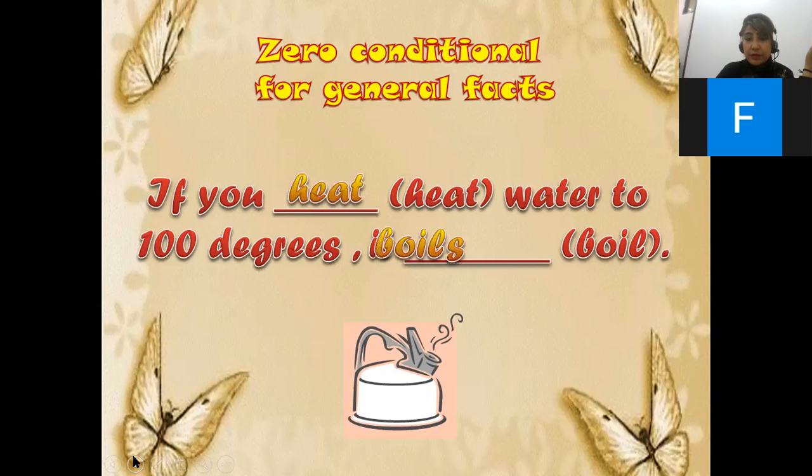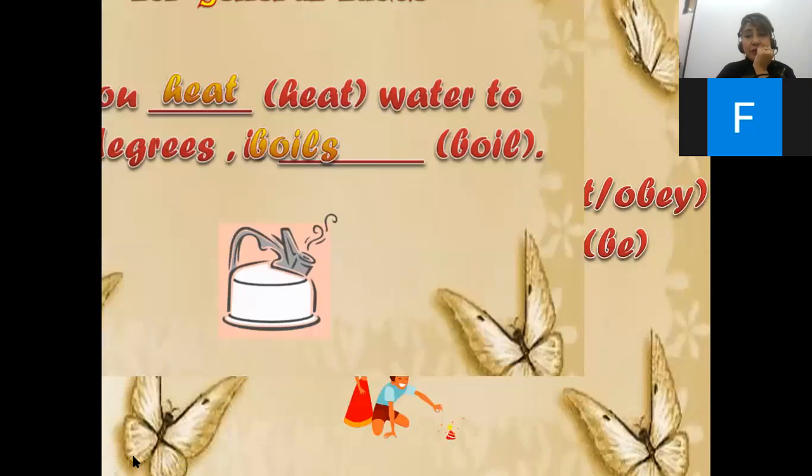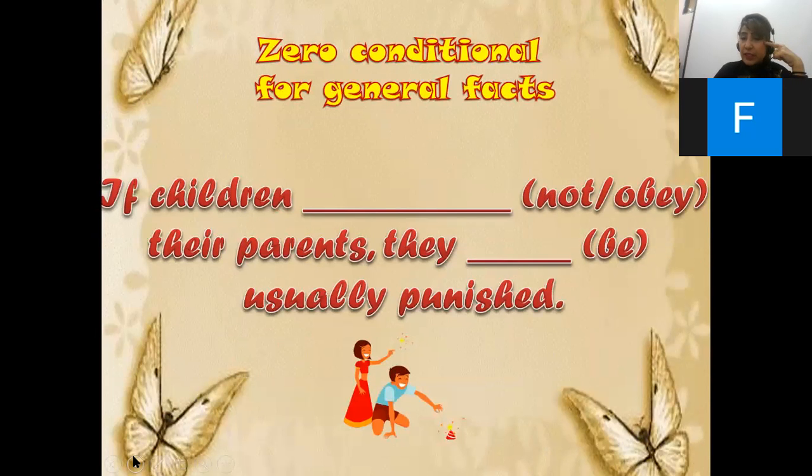Next. Okay. If children, can you please try this? Can you make a negative sentence of it in the simple present tense? If children do not obey, how to complete this sentence? Can you please give it a try? Don't obey. If children don't obey their parents. Excellent, Fatima. You're very active today, and I'm anticipating others' responses as well. So, if children don't obey their parents, they are usually punished. So, what is this?